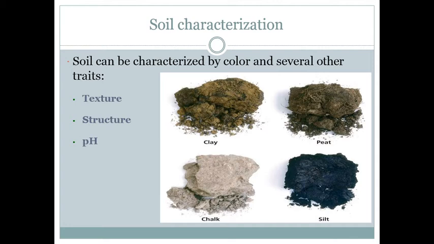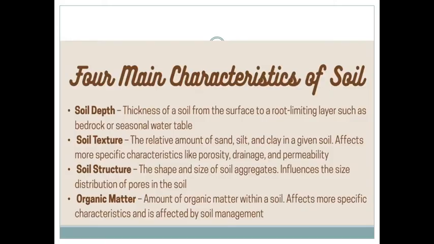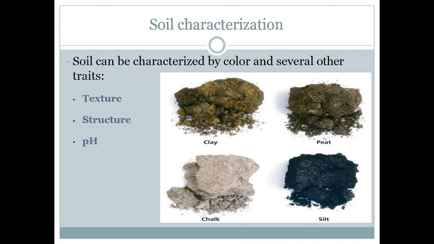So in terms of soil characterization, as I've mentioned, soils are characterized by color and several other traits such as texture, structure, and pH. And even also, we have the presence of organic matter and soil depth. So this is what you will see if you are to determine the characteristics of soil. The three main factors in determining the characterization are the texture, the structure, and the pH.